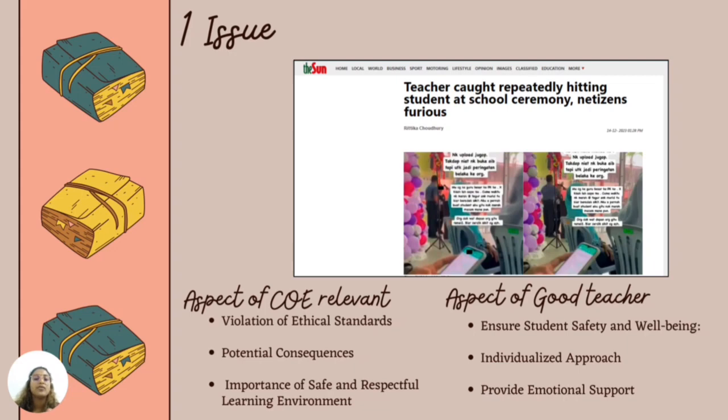First, the code of ethics is relevant. On violation of ethical standards: a teacher repeatedly hitting students during a school ceremony clearly violates the ethical standards outlined in the code of ethics. Physical violence towards students is strictly prohibited, and teachers are expected to treat students with dignity and respect.